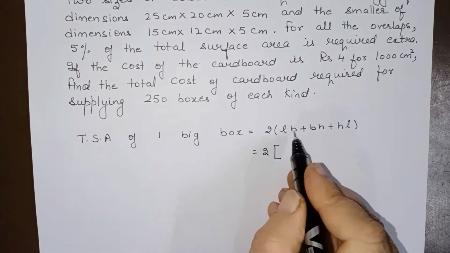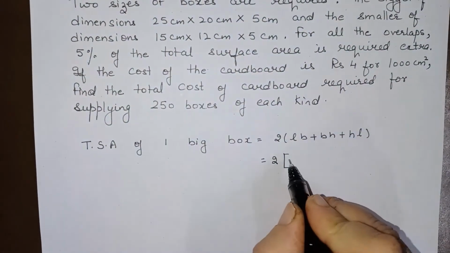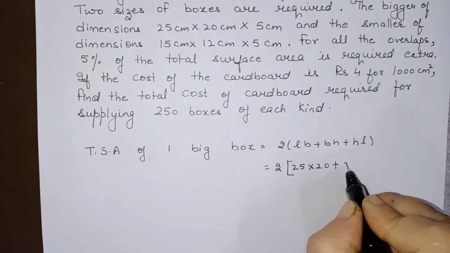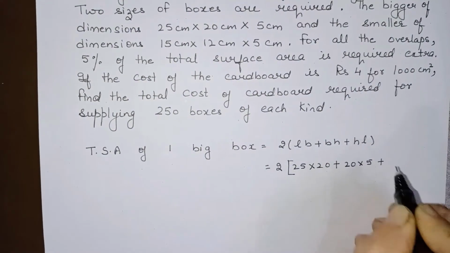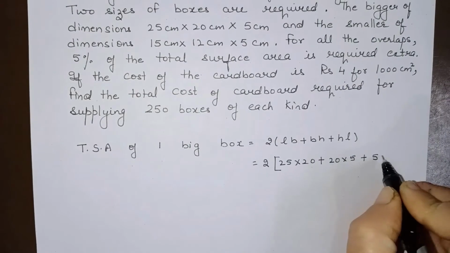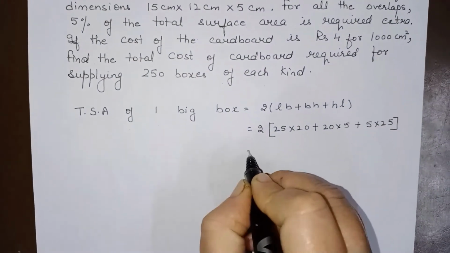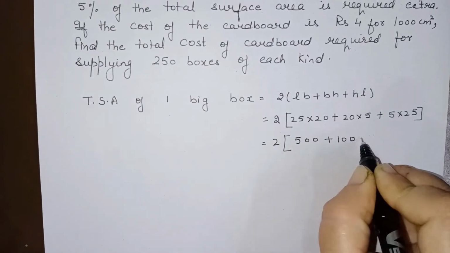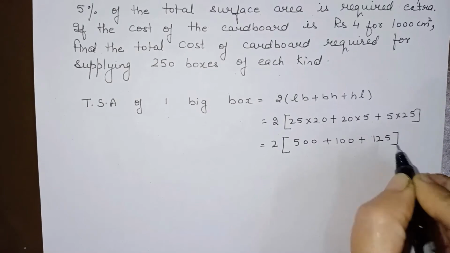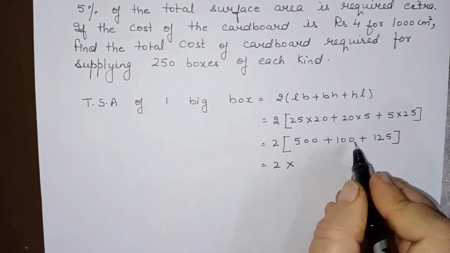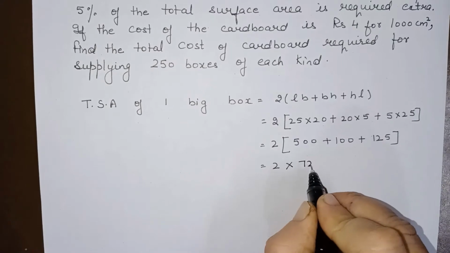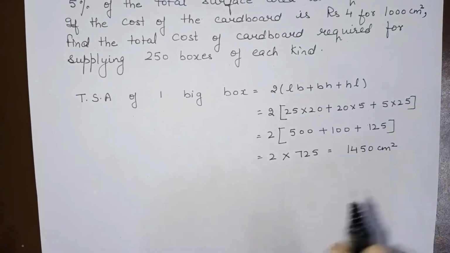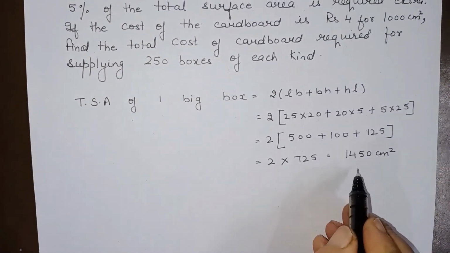So it will be L into B, that is 25 into 20, B into H, that is 20 into 5, H into L, that is 5 into 25. So this will be equal to 2 times 500 plus 100 plus 125. So 2 multiplied by 725, so this will be 1450 centimeter square. So this is the total surface area of one big box.